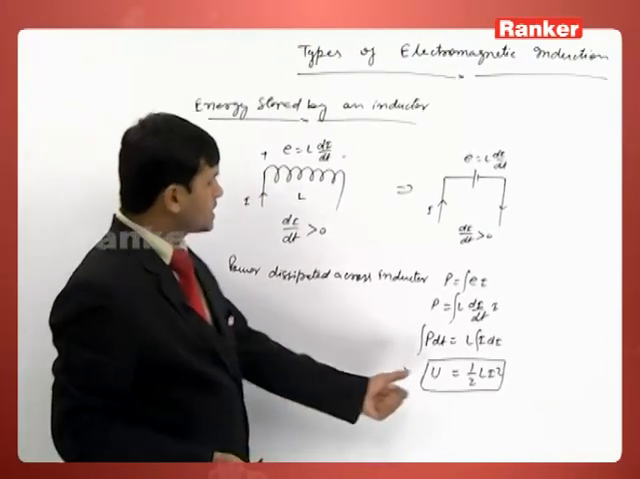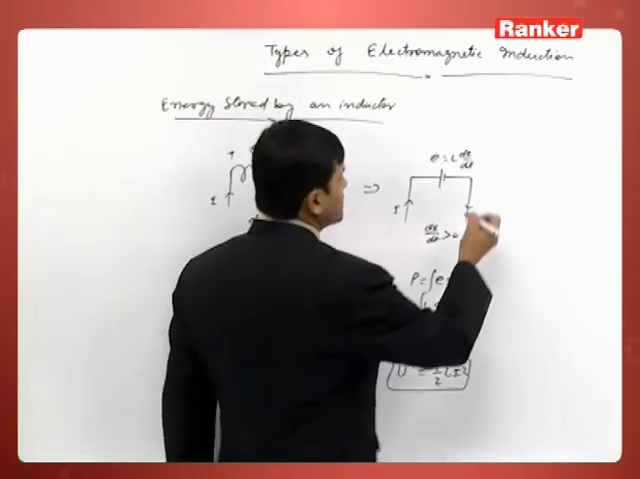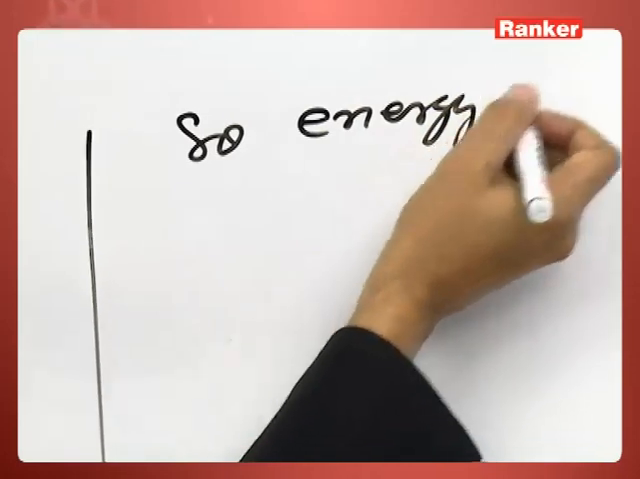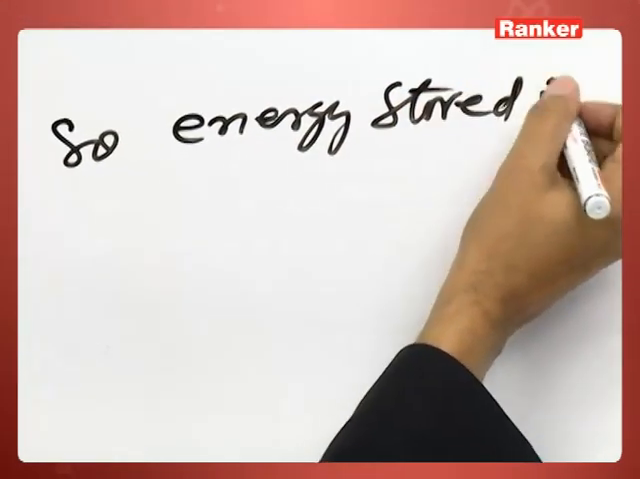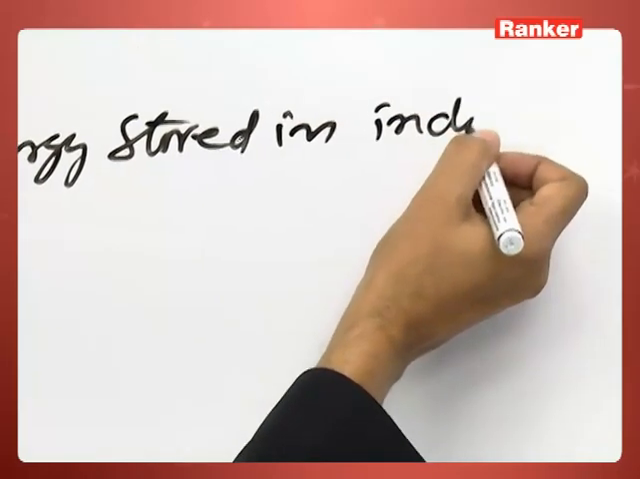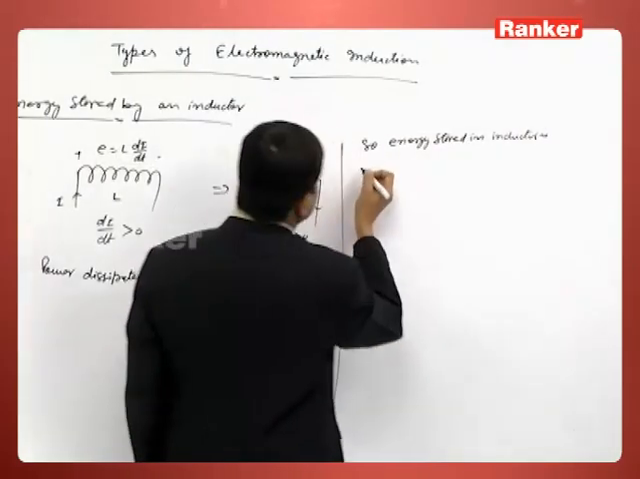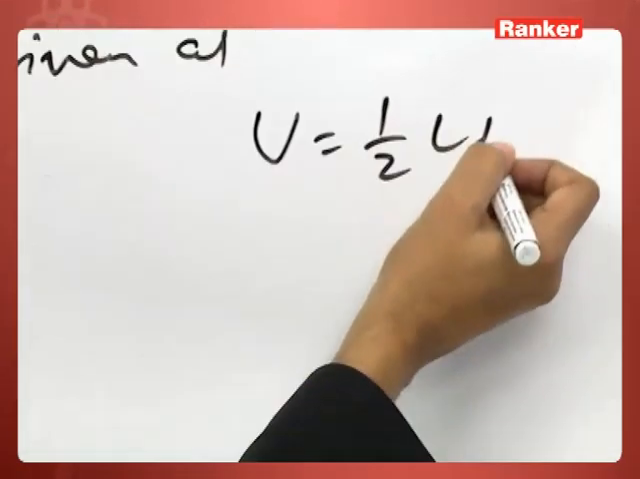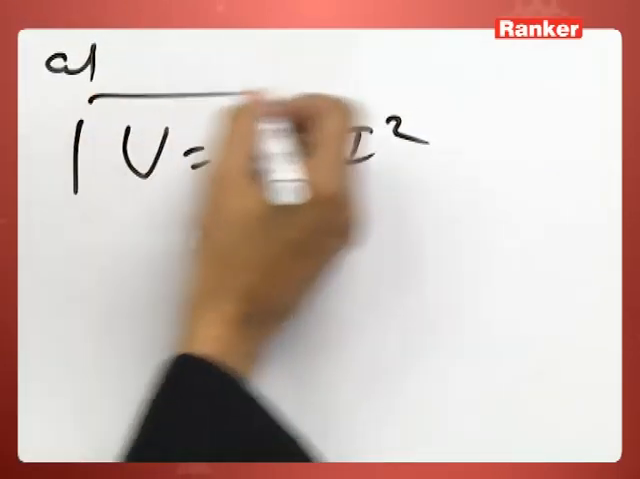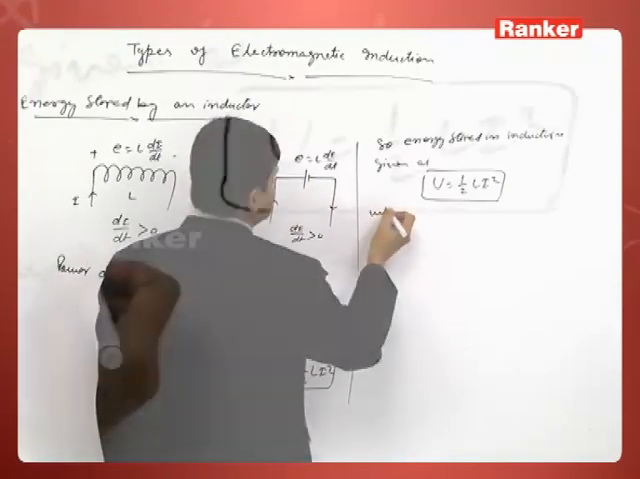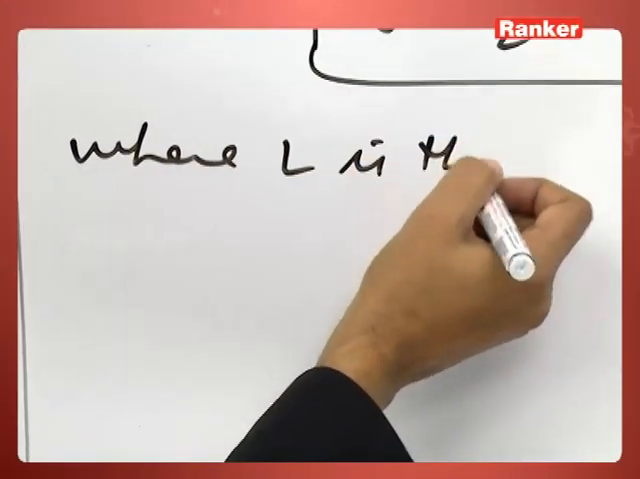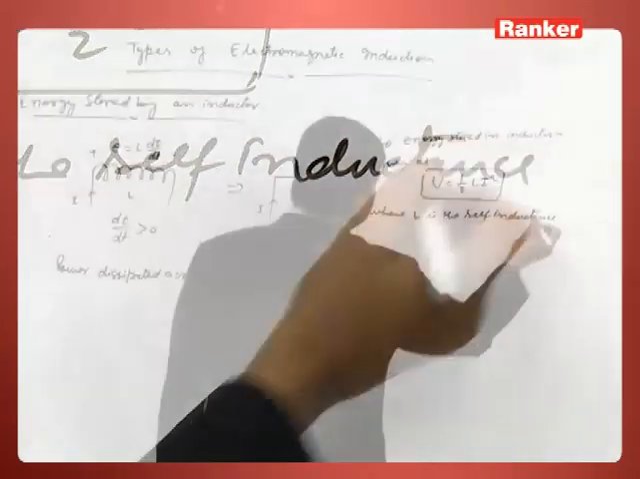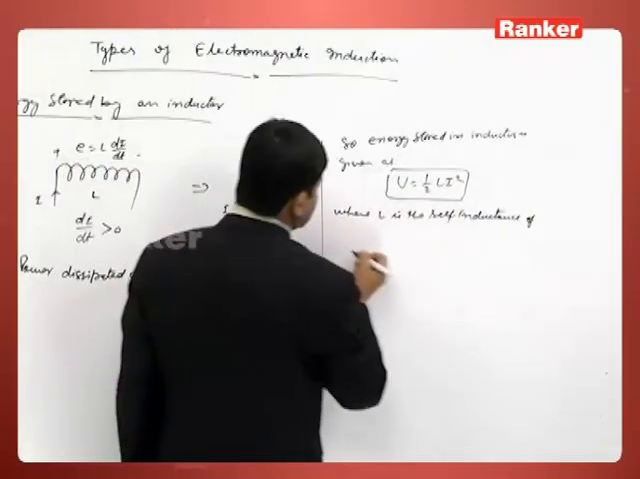So energy stored in an inductor is given as U is equal to half L i square, where L is the self-inductance of the inductor.